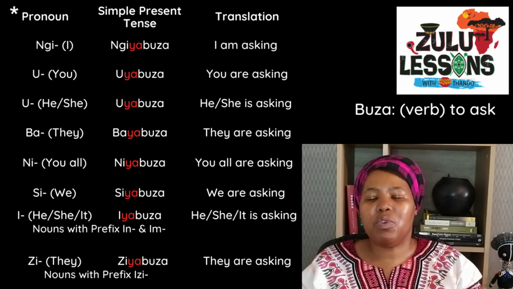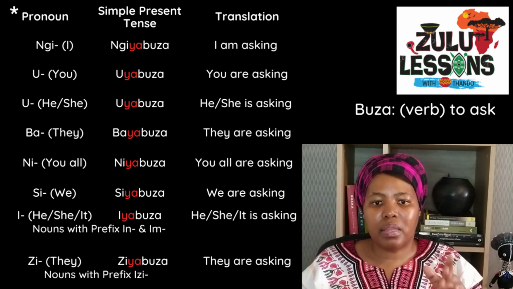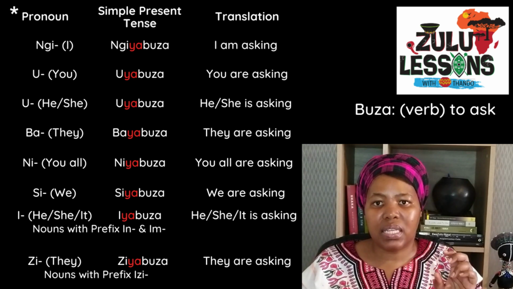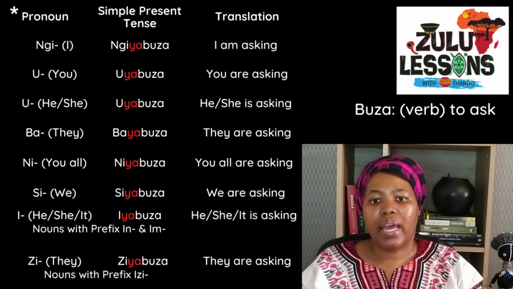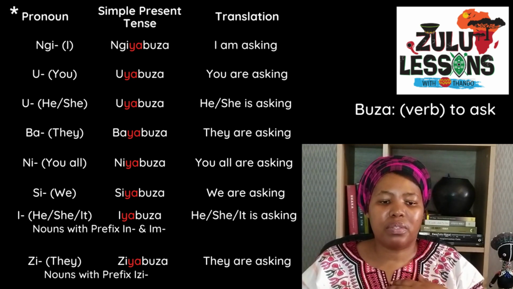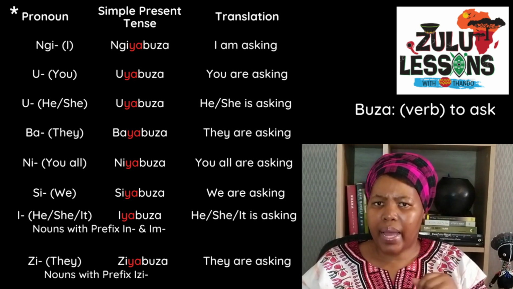Right, now listen. If you look there, we've got the pronouns in one column, and then in the middle column, we've got the actual full sentence in isiZulu. We've just highlighted the ya so that you can see the difference between these sentences and the ones we'll do next. And then the translation into English, last column. Now, let's go ahead and do this. Ngiyabuza. I am asking.